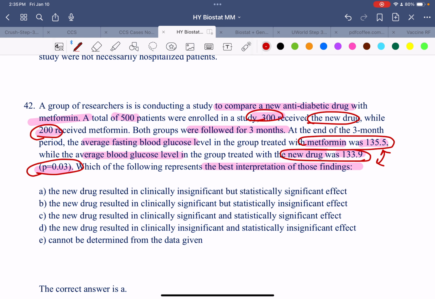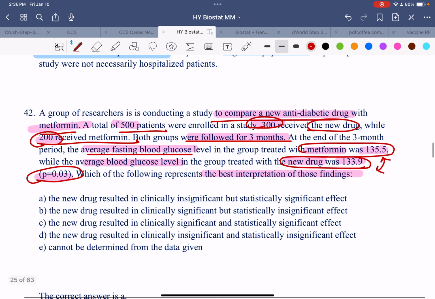A group of researchers is conducting a study to compare a new anti-diabetic drug with metformin. They are taking a total of 500 patients. 300 patients receive the new drug and 200 patients receive metformin, which we are considering over here as the control or the gold standard. Both groups of patients were followed for 3 months. At the end of 3 months, the average fasting blood glucose level in the group treated with metformin is 135, and in the group treated with the new drug is 133.9, with the p-value being 0.03.